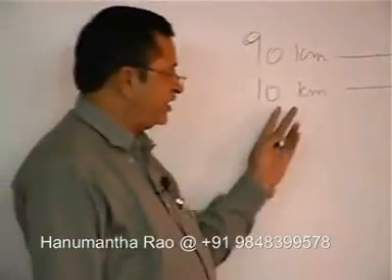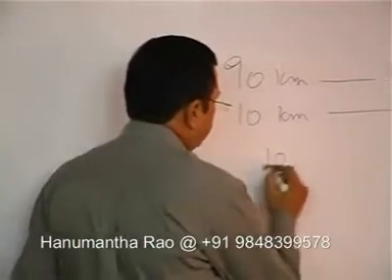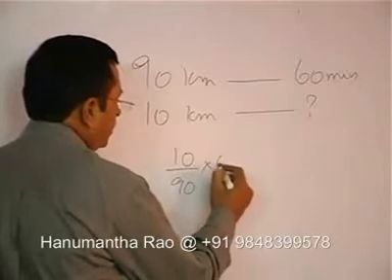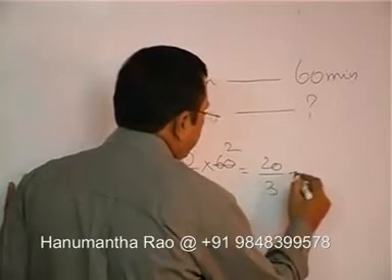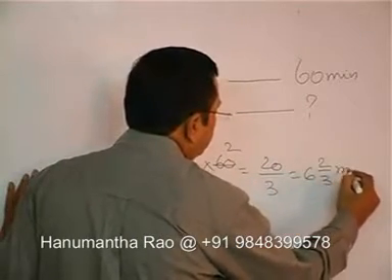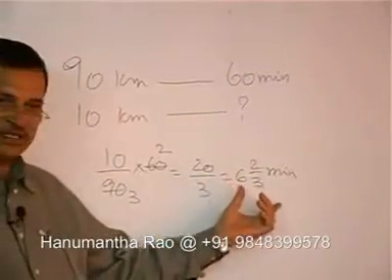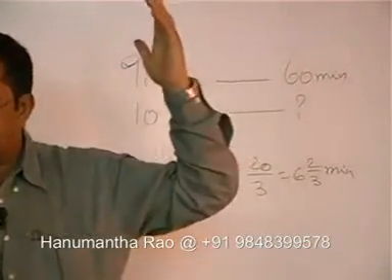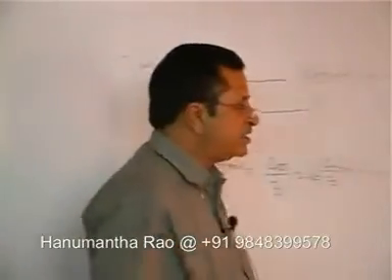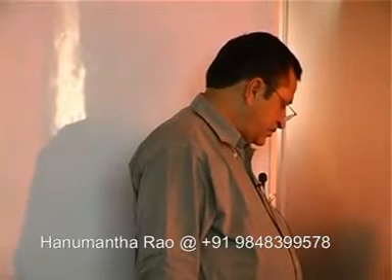90 kilometers if it is traveling 60 minutes, 10 kilometers means less time, 60 by 9, 20 by 3, that is 6 2 by 3 minutes per hour the train stops. Suppose it travels this 6 2 by 3 minutes also, it would have covered this 10 kilometers, then the speed should be 90. Understand? So 6 2 by 3 minutes the train stops. Next problem.